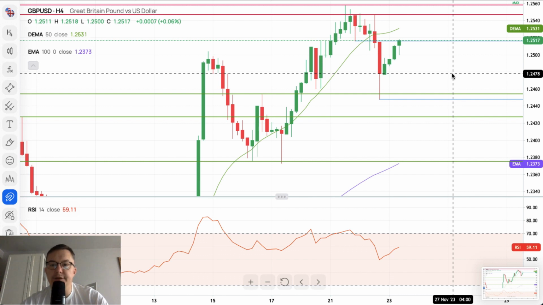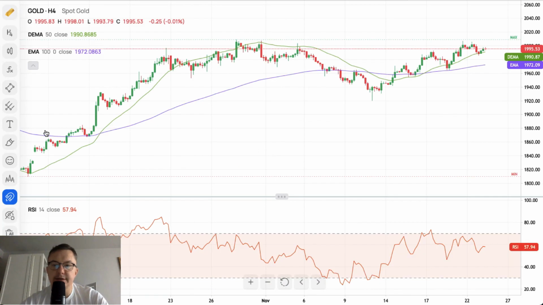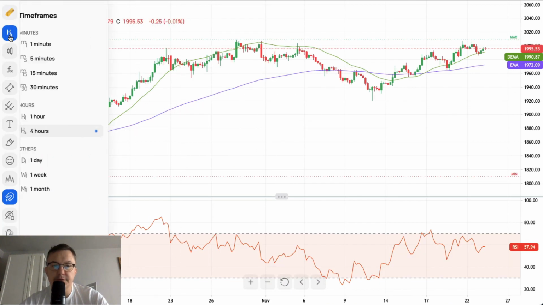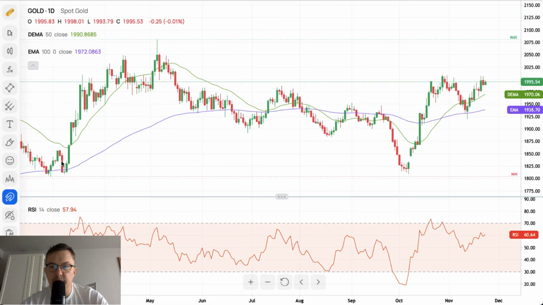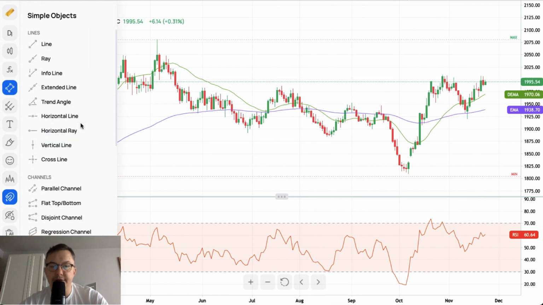Okay, so this is the British pound. The other market we want to take a look at is gold. Why? Because if we switch to the daily time frame chart of gold, we can clearly see that we are nearing the level of $2,000 again.